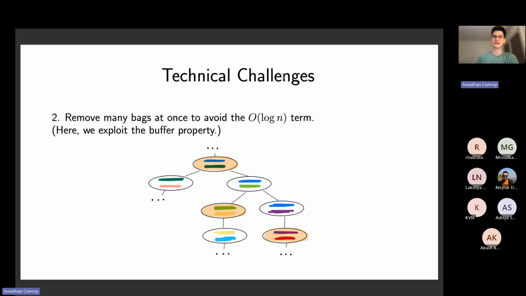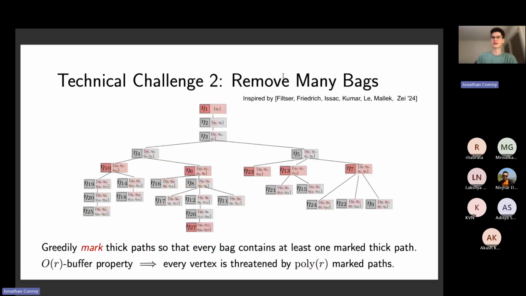Okay, so maybe I'll say something about this avoiding the log n term. So we're inspired by this paper on padded decomposition for bounded tree width graphs, and so we use some very simple version of this technique. So what are the bags that we should try to grow around instead of the centroid bag?